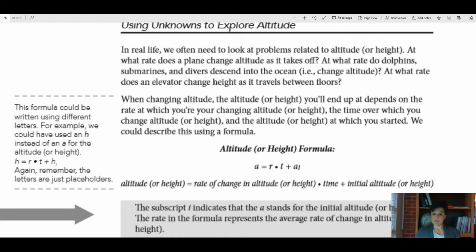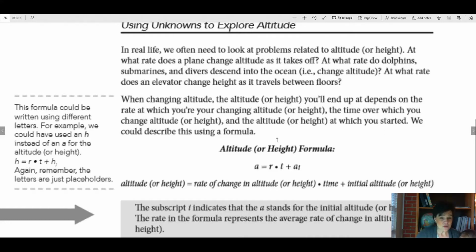Now, in real life, we often need to look at problems related to altitude or height. At what rate does a plane change altitude as it takes off? At what rate do dolphins, submarines, and divers descend into the ocean? All this is changing altitude. At what rate does an elevator change height as it travels between floors? When changing altitude, the altitude or the height you'll end up at depends on the rate at which you're changing altitude or height, the time over which you change it, and the altitude at which you started.